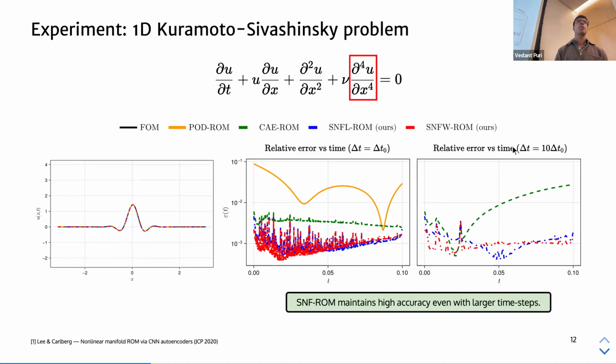So we are not accumulating errors even when we have a large time step. As compared to the convolutional autoencoder proposed by Lee and Carlberg, which sharply deviates and leads to large error accumulations when you have a relatively large time step size.